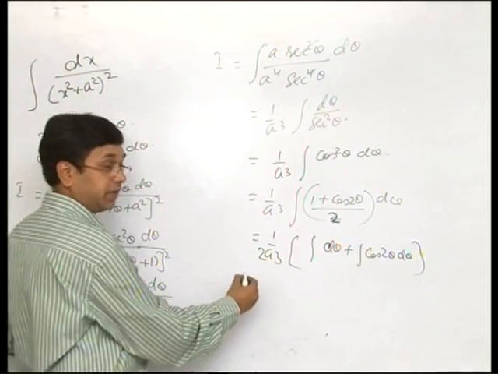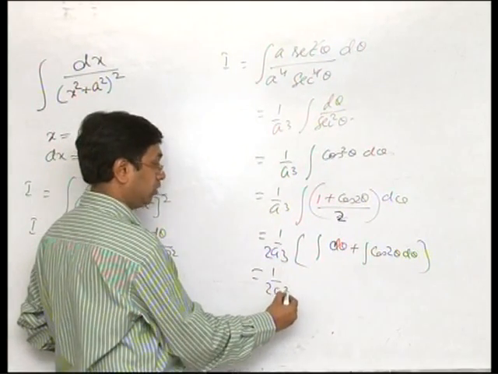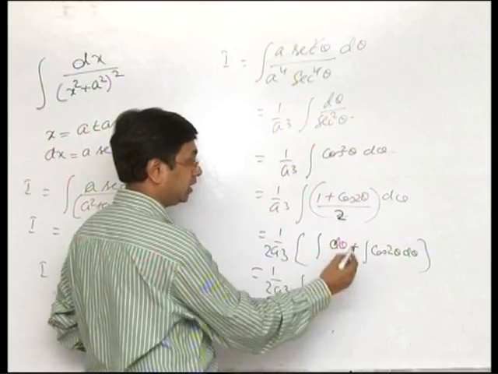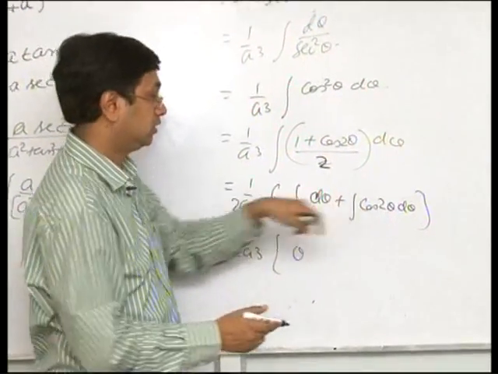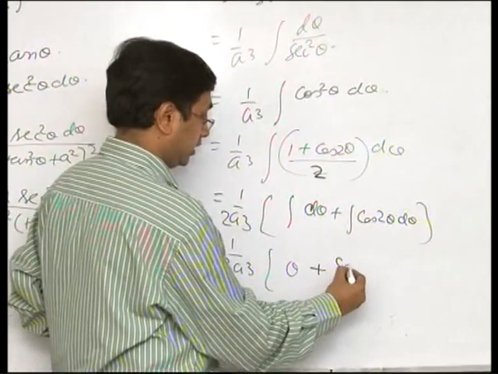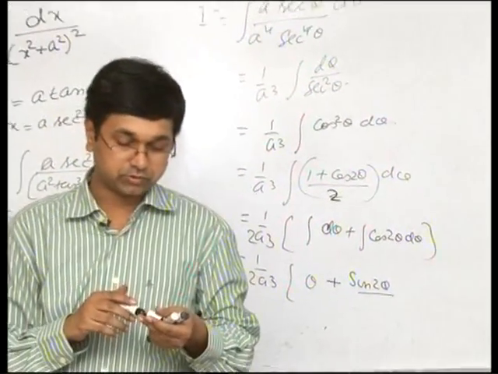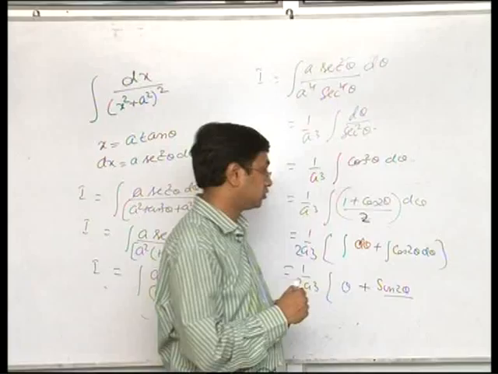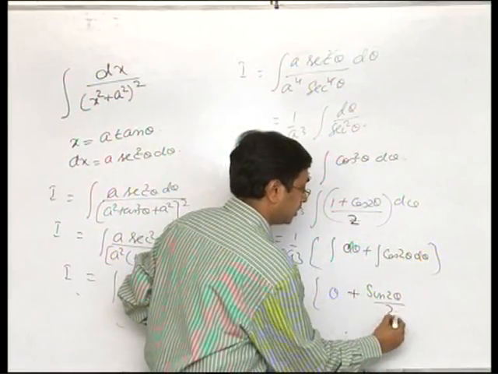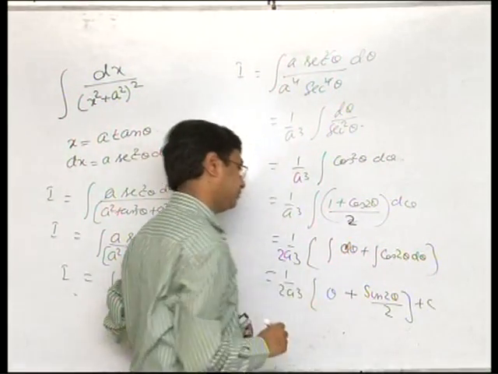And both of them are easily integrable. 1 upon 2a cube, the integral of d theta is simply theta, and what you would get for cos 2 theta? The formula is sin 2 theta by 2, and you should keep in mind that you don't confuse it with the differentiation formula, whereas for differentiation we have a negative coming. So it's integration, so sin 2 theta by 2 plus c.